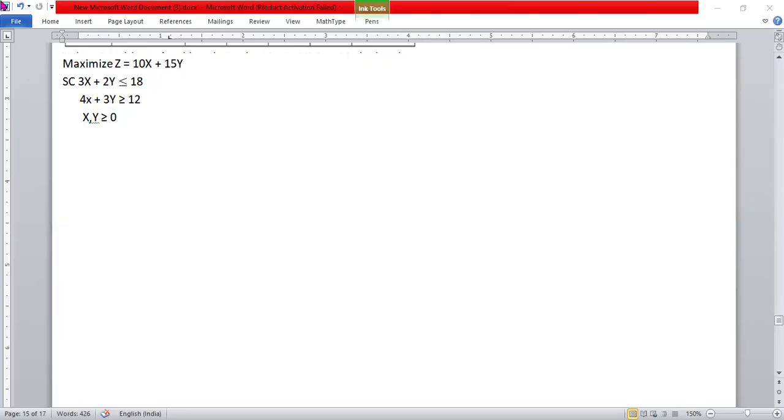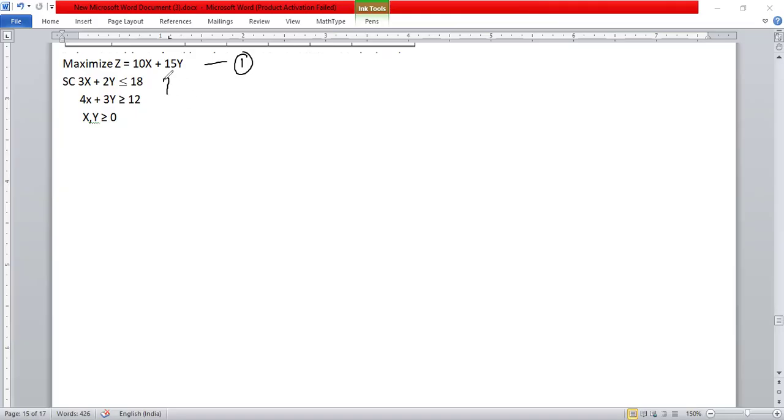So the question is like this. Solve LPP graphically. Please take down. The question is ready. Maximize Z is equal to 10x plus 15y. So equation number 1: maximize Z is equal to 10x plus 15y.